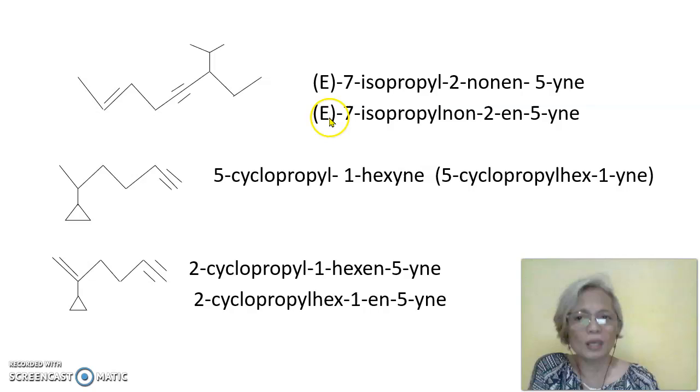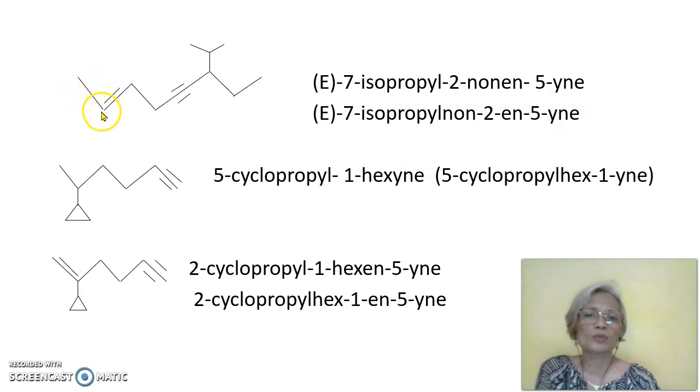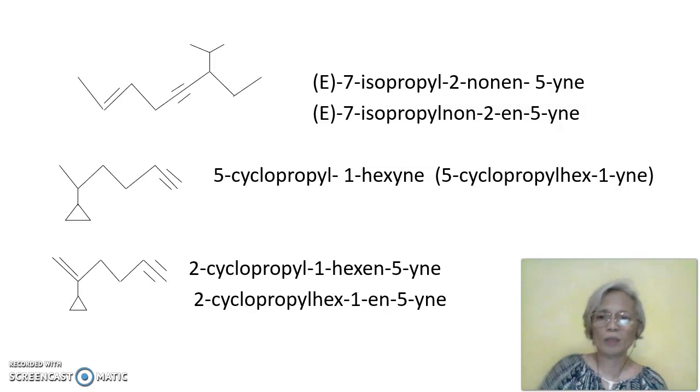E, because the priority groups are on opposite sides. So this is the double bond. There is hydrogen here, and another hydrogen here. They are on opposite sides. Or if you look at the priority groups, this is one priority group, and this is the other priority group. Obviously, they are on opposite sides. So we have E-7-isopropylnon-2-en-5-yne.